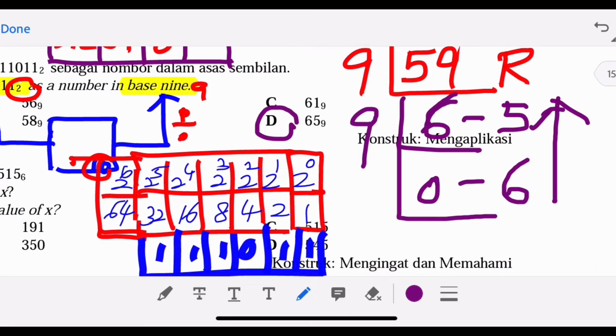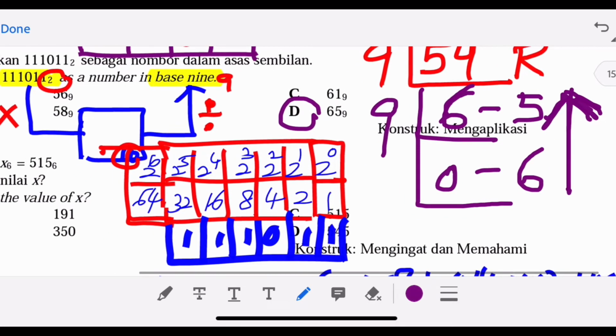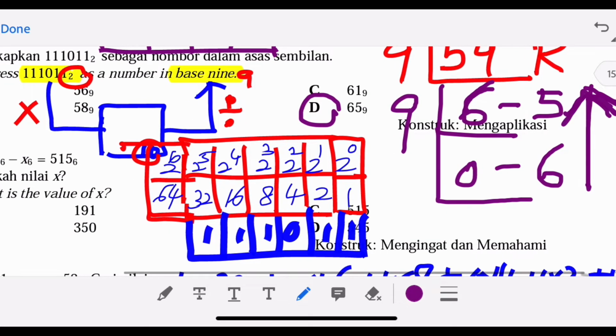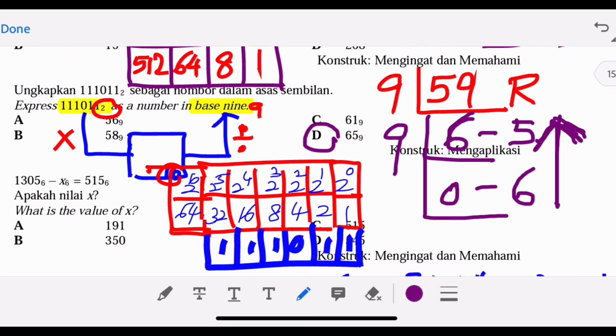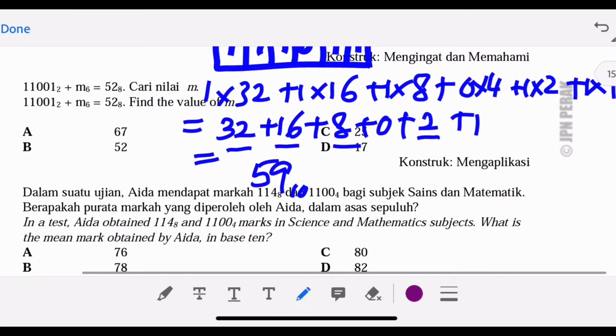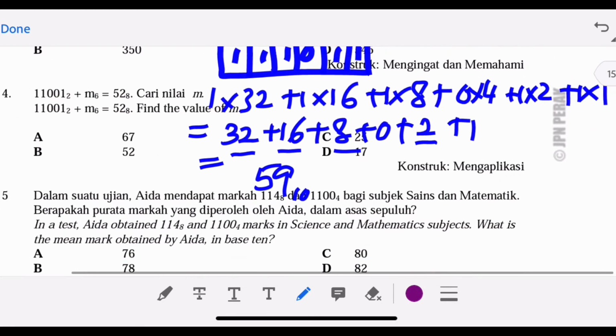Remember, my arrow is always bottom up. Okay, 65, be careful. So I'm doing this without using a calculator. If you want to use a calculator, you can convert to base 10 very fast, right? But try to recall, don't use a calculator, right?